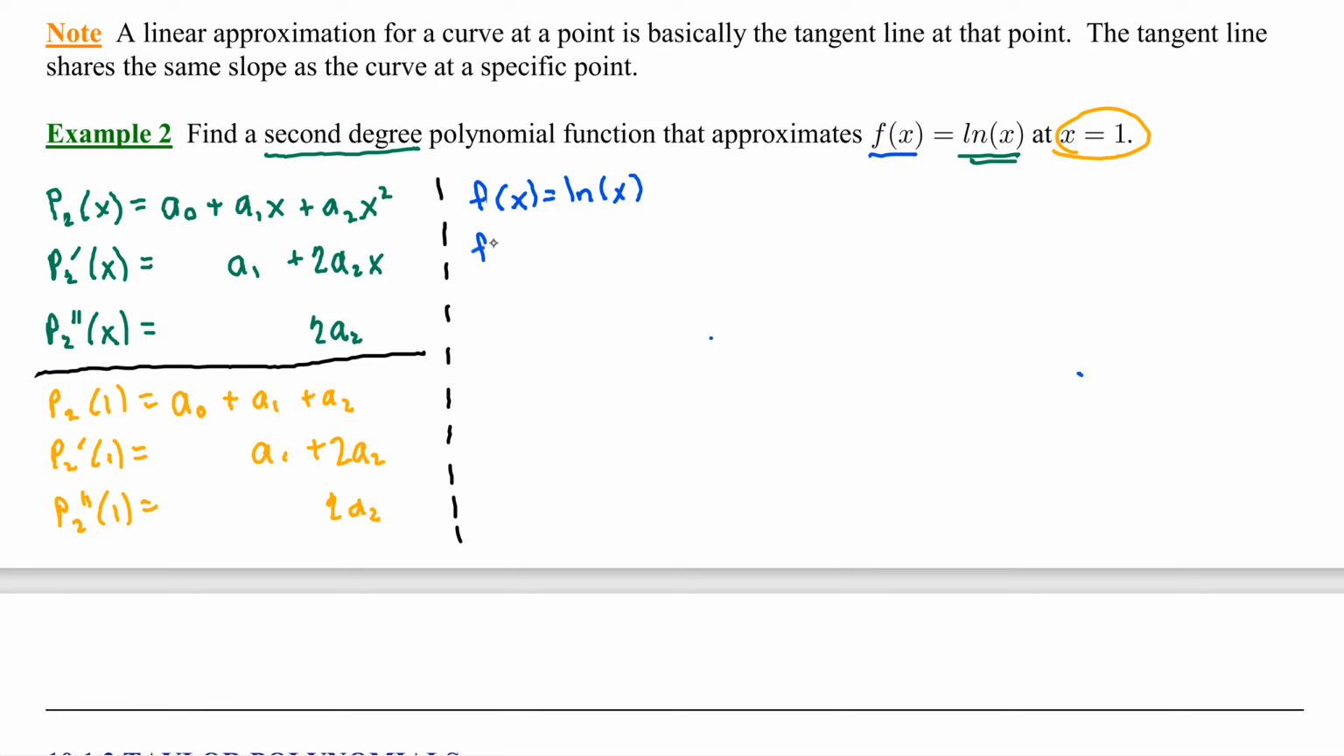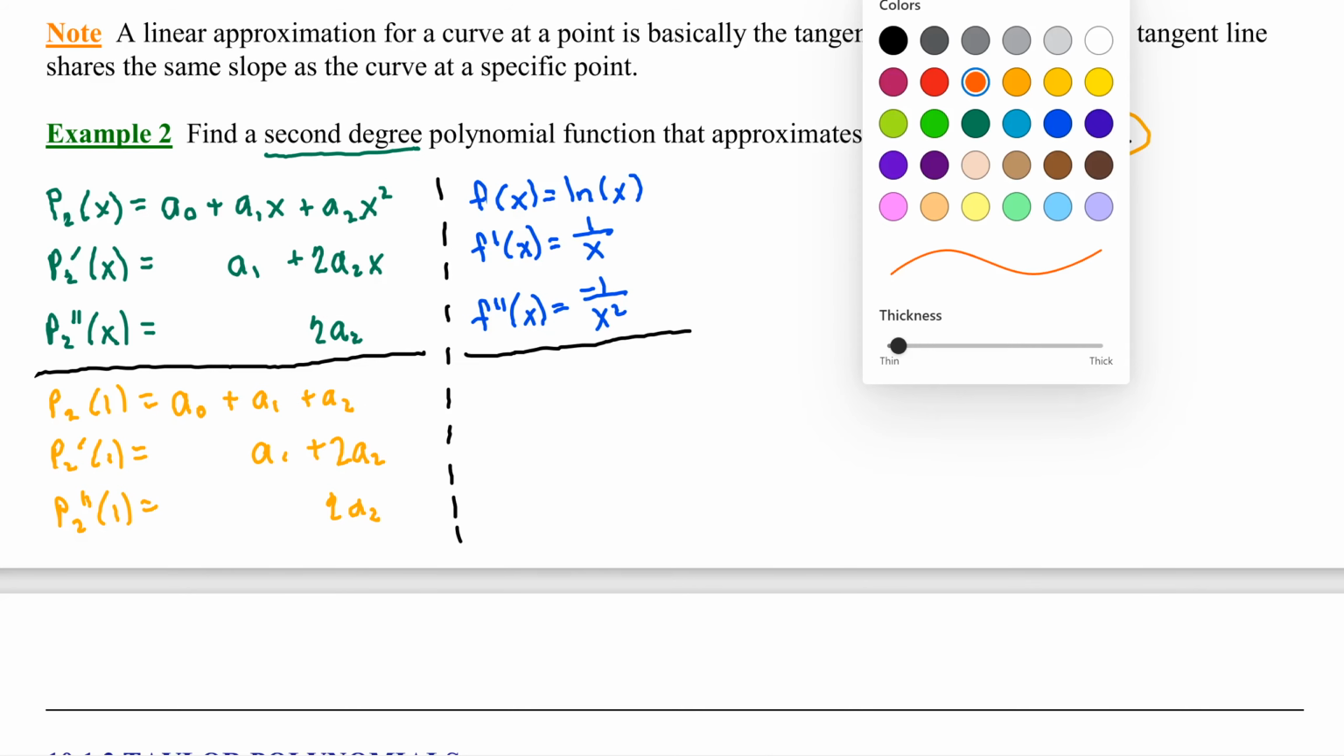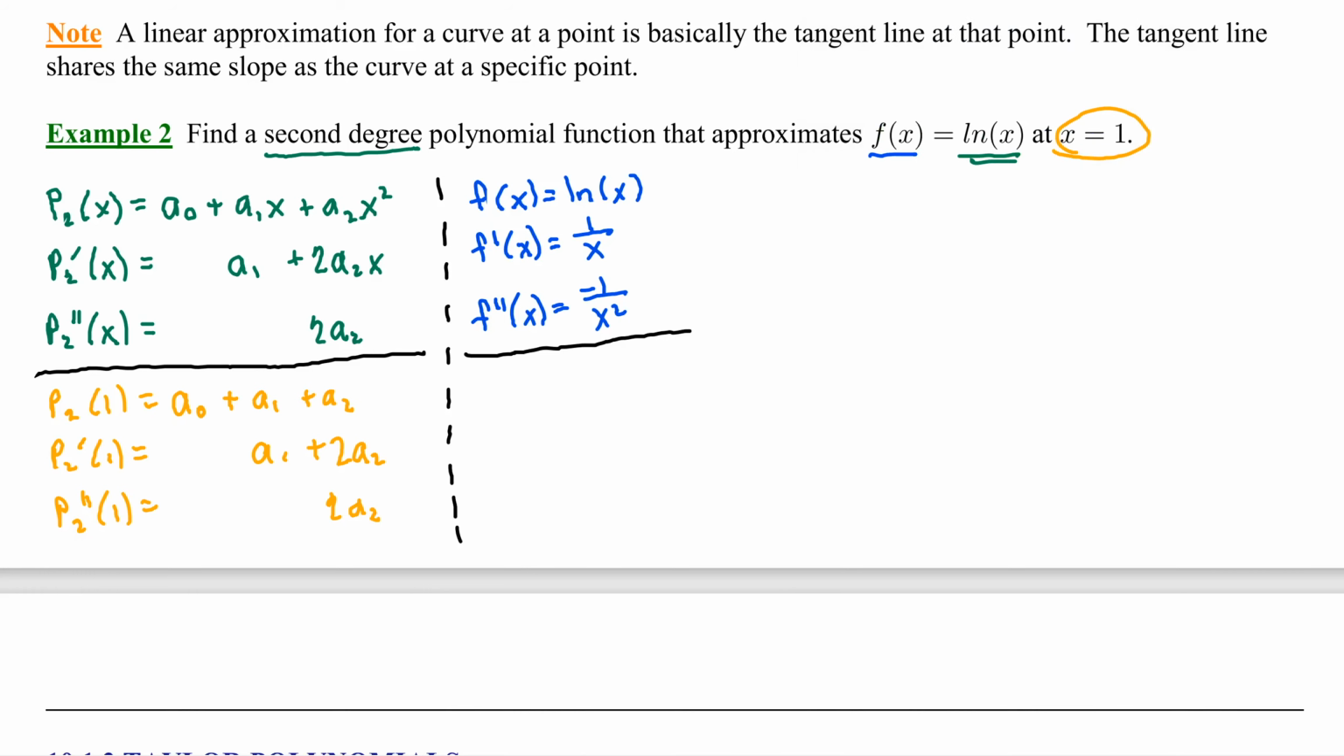We're going to go ahead and find the first two derivatives. f prime of x, of course, is 1 over x, and f double prime of x then would be negative 1 over x squared. Now remember, we want our approximating polynomial function to match the given elementary function f of x in y value, in first derivative, and second derivative. So we're going to go ahead and evaluate our elementary function and its derivatives at 1 as well.